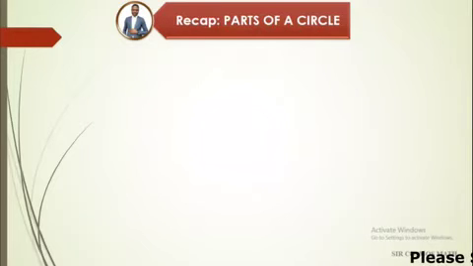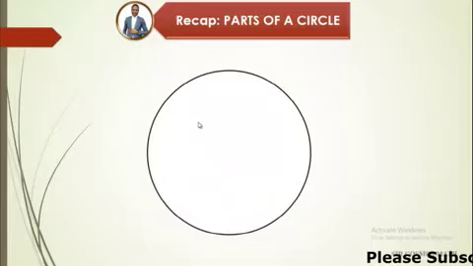Parts of a circle. Can you draw a circle and label the parts? We are going to do it one by one, so you will be able to follow what we are about to do. So let's see. This is my circle. Assuming this is my circle, can you label the parts if you are asked to?